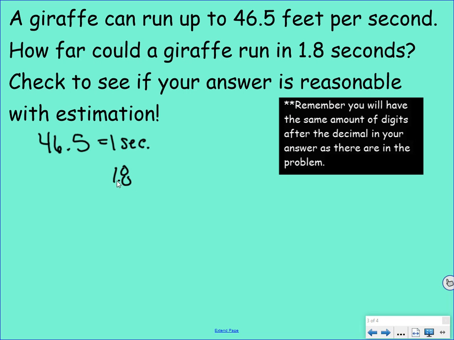So we are not just looking at 1 second, but increasing it. So we can multiply these two numbers to figure out how far a giraffe would run in 1 8/10 seconds. Again, I'm just ignoring the decimal. So 46 and 5/10, I'm going to think of it as 465. 1 8/10, I'm going to think of it as 18. And I'm going to use the area model for this one. I haven't used it in a while.